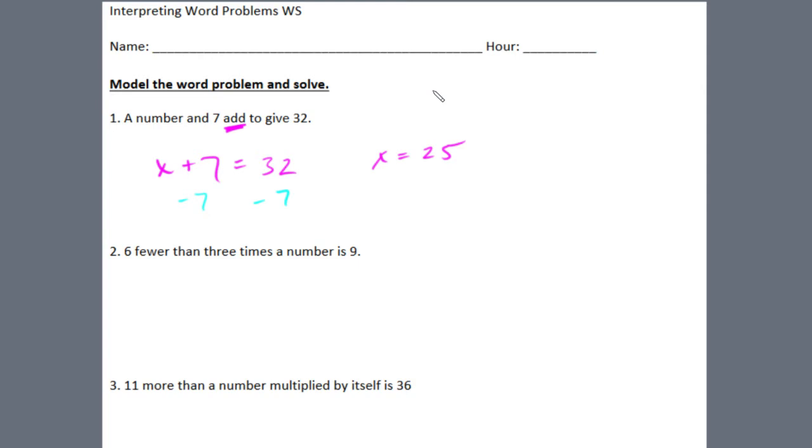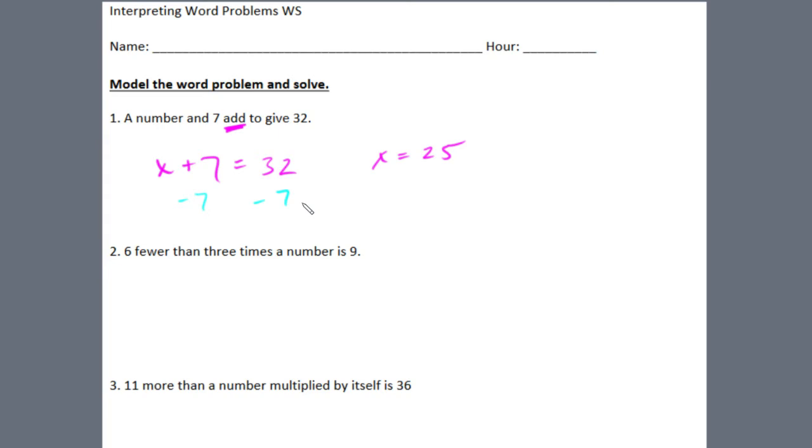So, the next problem. 6 fewer than 3 times a number is 9. 6 fewer than 3 times a number. So, this whole fewer than business tends to confuse or trick students. My advice is to think about a simple statement, separate from these problems.